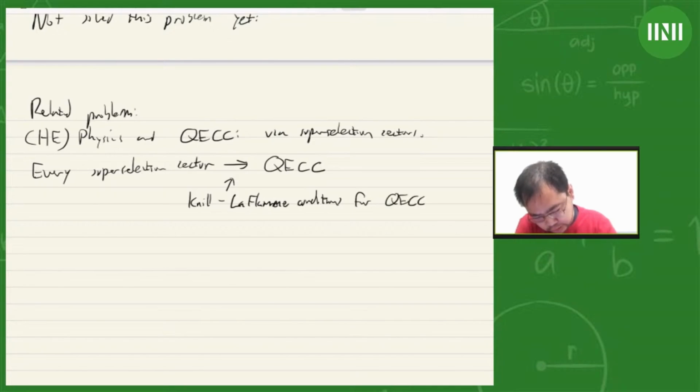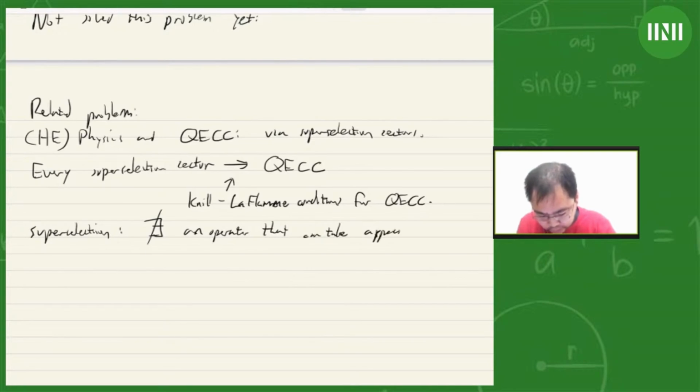For quantum error correction, the KL conditions are sufficient for a quantum error correcting code to exist. So this is kind of intuitive. A superselection sector. Superselection says that there does not exist an operator that can take a specific state psi to some other specific state phi.